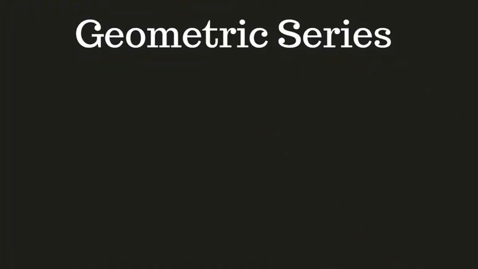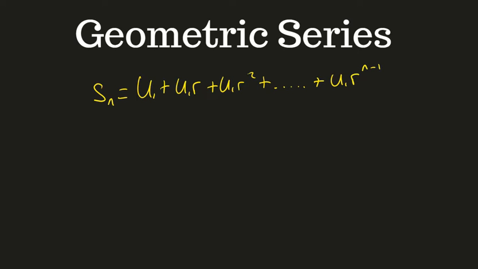So in this video, we'll take a look at everything there is to know about geometric series. Of course, this is the sum of a geometric sequence, and we'll start off by writing it like this. Sn is equal to u1 plus u1r plus u1r squared, and so on, all the way up to the last term. And of course, if there are n terms in this series, then we've got u1 r to the n minus 1, the formula for a geometric sequence.